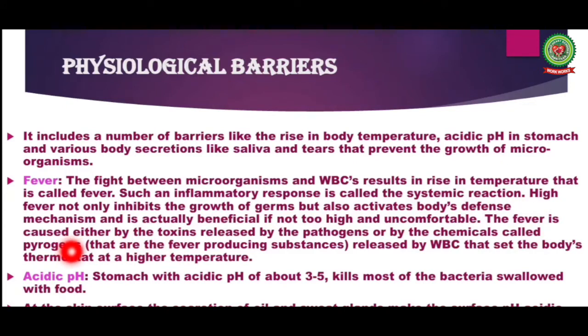Then acidic pH. The stomach, with an acidic pH of about 3 to 5, kills most of the bacteria swallowed with food. Even at the skin surface, the secretions of oil and sweat glands make the surface pH acidic, which does not let microorganisms survive for long. The pH is ranging again between 3 to 5.